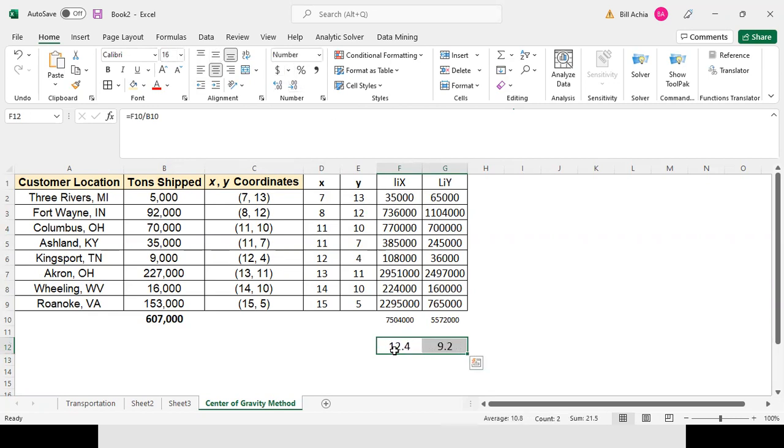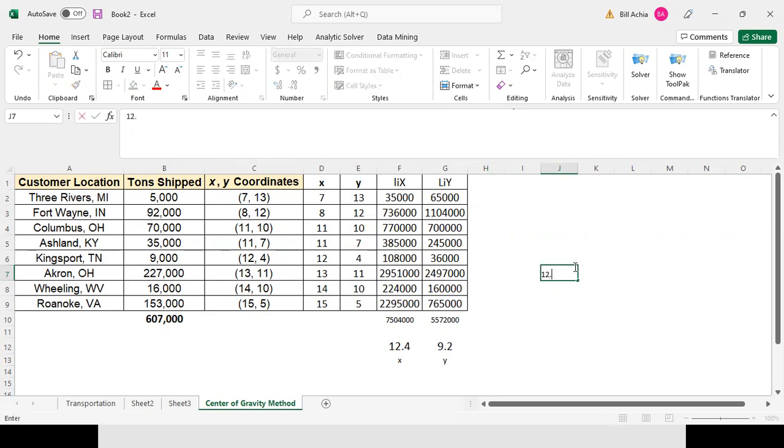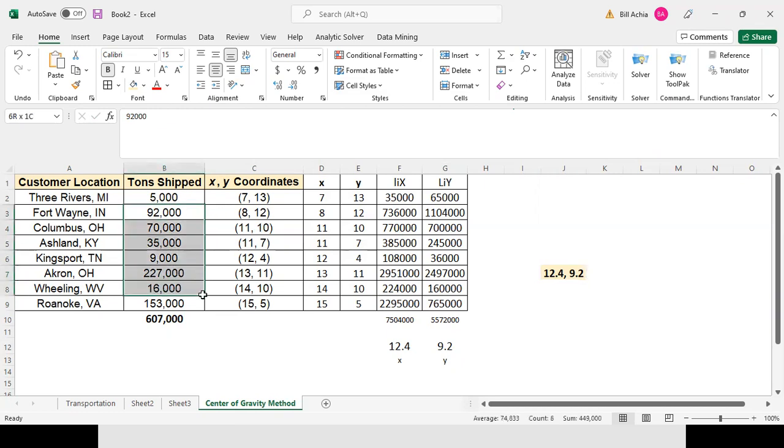which becomes our X and Y value for that target destination or the target location where we need to site our warehouse. So the answer to this question, what's the best possible location to site a warehouse? It's going to be at the coordinate 12.4 and 9.2. Okay, so if we site our location here, then we should have possibly the most efficient location to enable us to possibly minimize costs while maintaining a pretty good level of service to the different locations based off of what the tonnage shipped here would be.